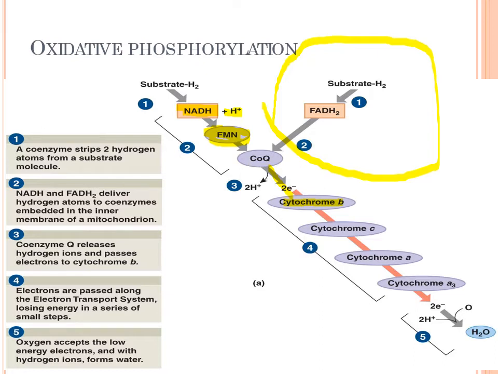Then the electron gets sent down the transport chain all the way to the end. FADH releases its hydrogen into the second protein in the electron transport chain, and then it sends its electrons all the way down through the rest of the chain. At the very end, we accept oxygen along with these hydrogens, and we have a byproduct of water.